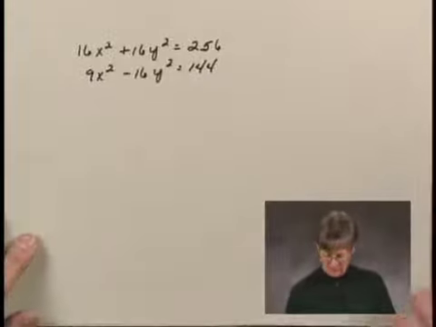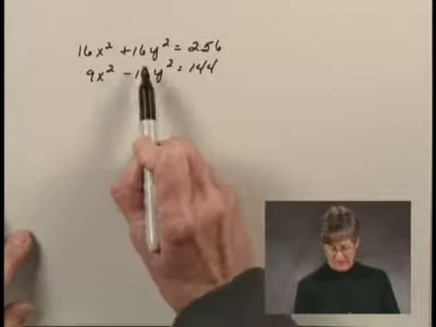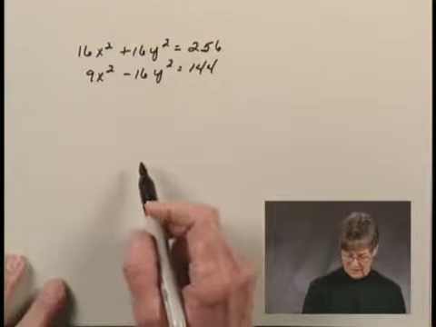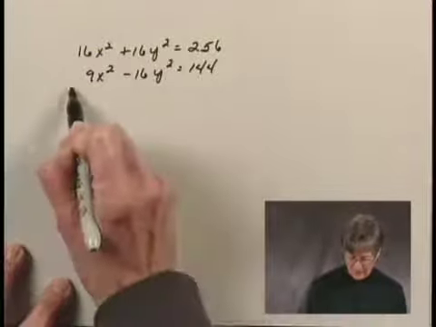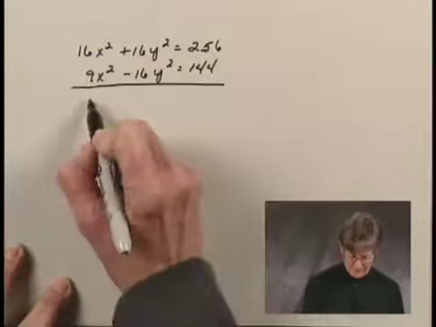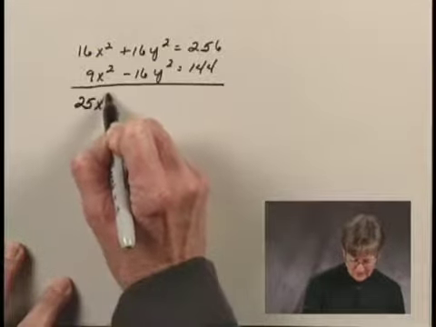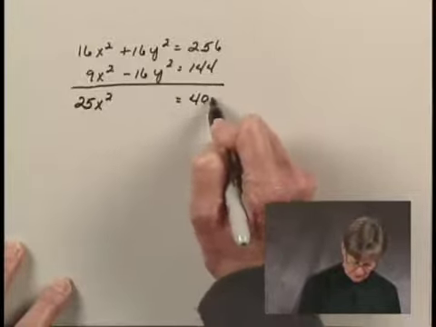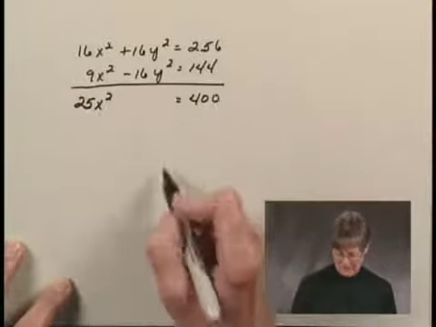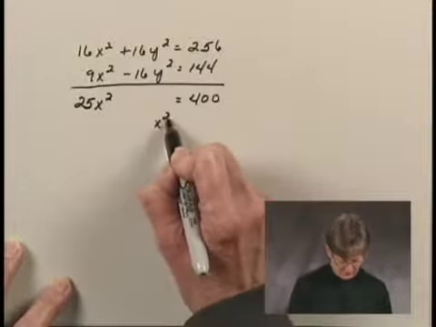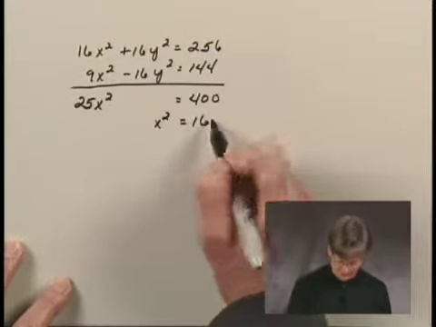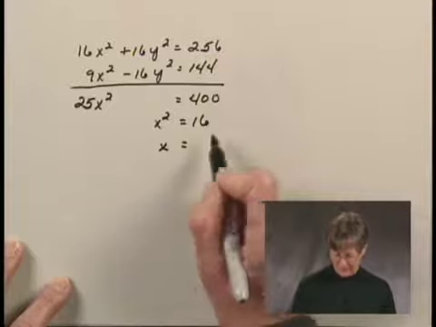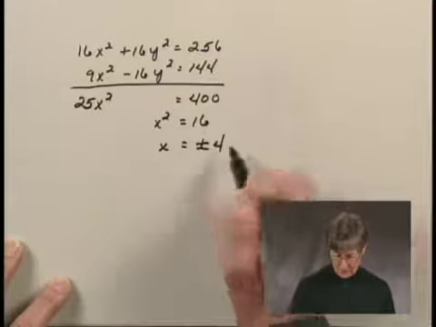When I multiply the first equation by 16, I have 16x squared plus 16y squared equals 256. And then this is the second equation after the fractions were cleared. And now I can add. 16x squared plus 9x squared is 25x squared. These terms add to 0. And on the right-hand side, I have 400. 25x squared equals 400. If I divide both sides by 25, I get x squared equals 16. And if I take the square root of both sides, I get that x is equal to plus or minus 4.